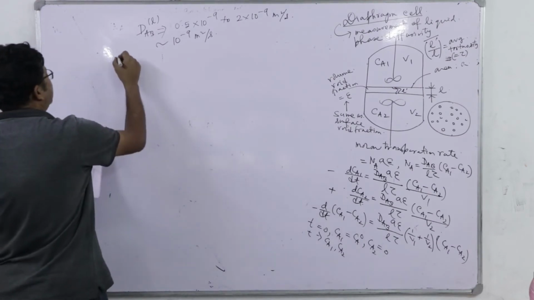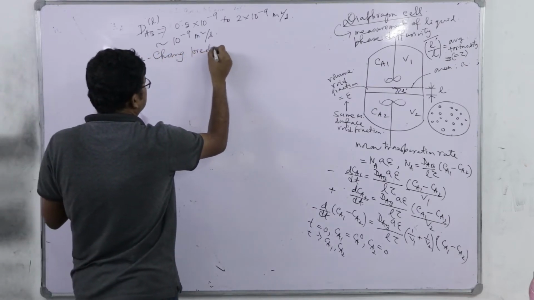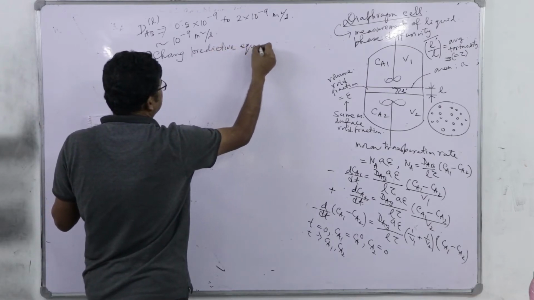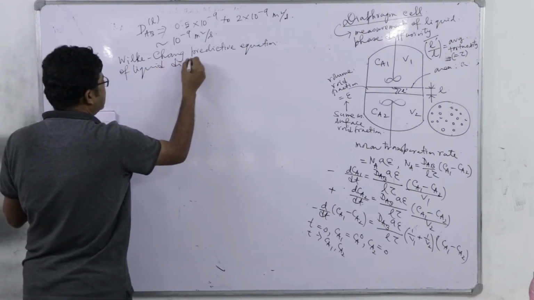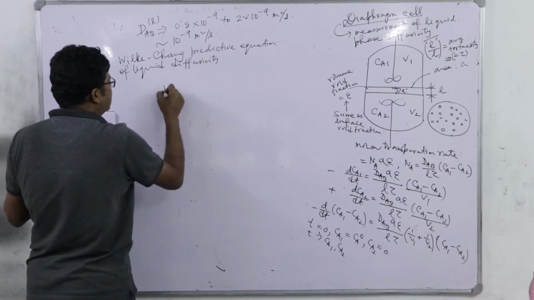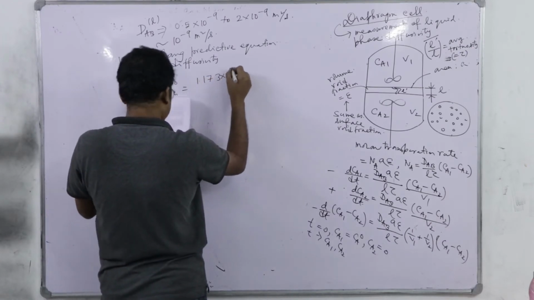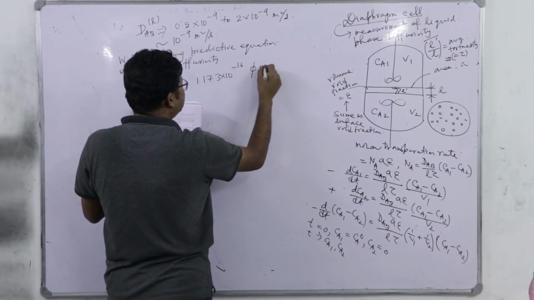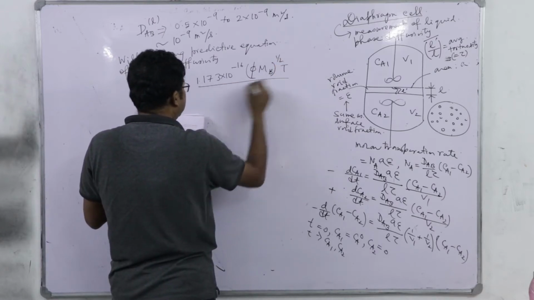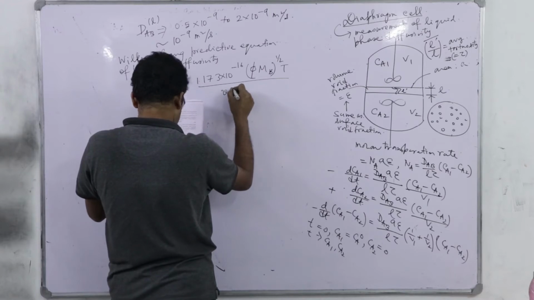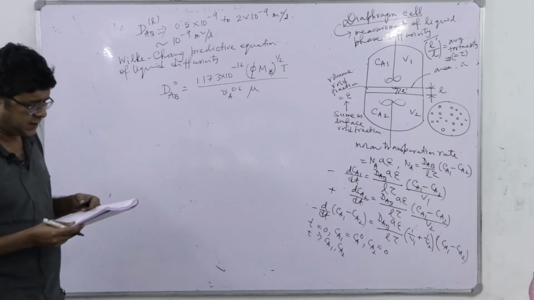So, what is Wilke-Chang predictive equation of liquid diffusivity? It states that DAB 0 equal to 1.173 into 10 to the power minus 16 phi into MB, phi is called the association factor, to the power half into T divided by VA to the power 0.6 into mu, right, and 0 refers to the infinite dilution.